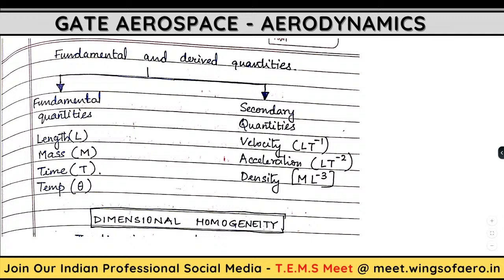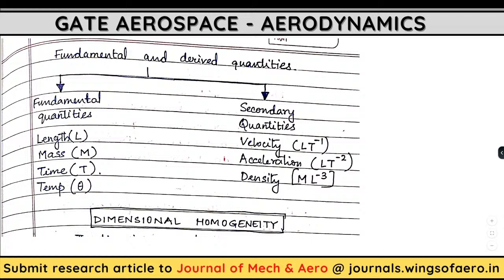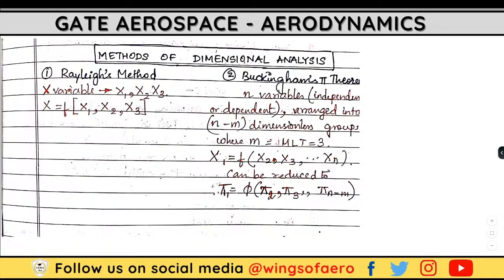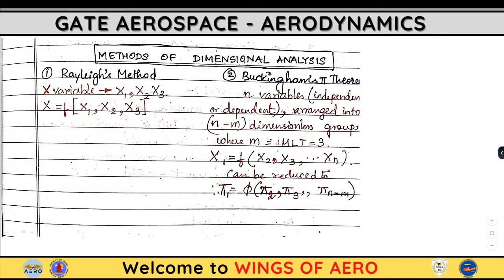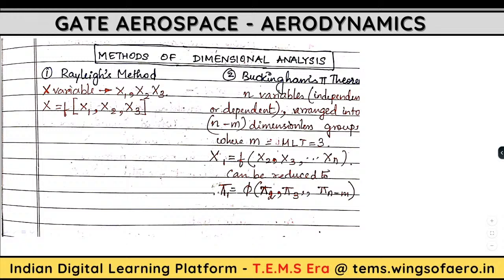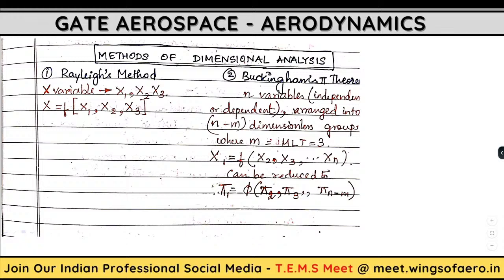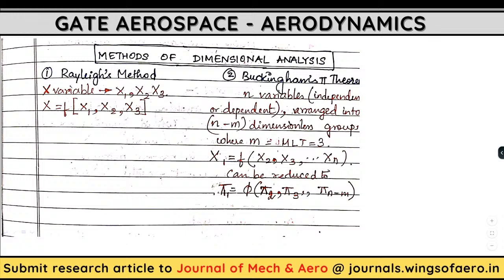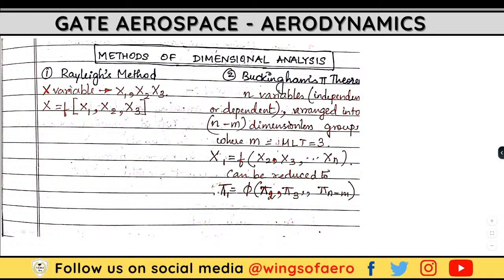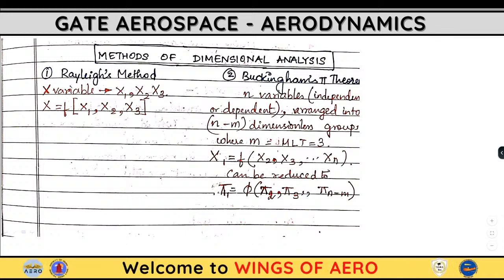So there are two methods of doing dimensional analysis. The first one is Rayleigh's method, and the second one is the Buckingham Pi method. So here, what kind of questions can you expect? Let me tell you. Here they are not going to ask you to solve anything, but they will give you a statement, and from the statement you have to identify whether it is right or wrong. They can also ask about the advantages and disadvantages of this particular method.